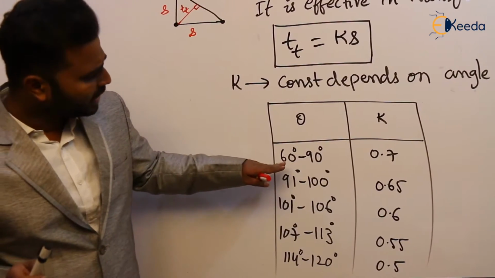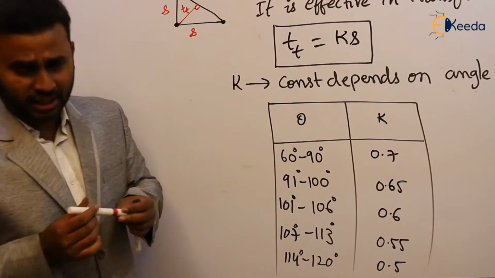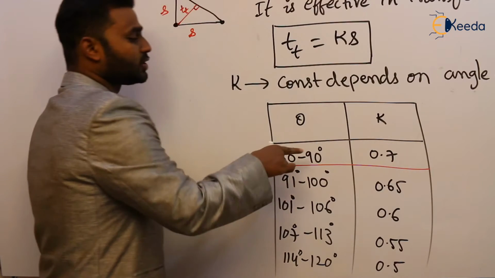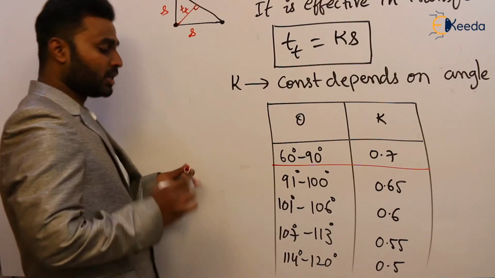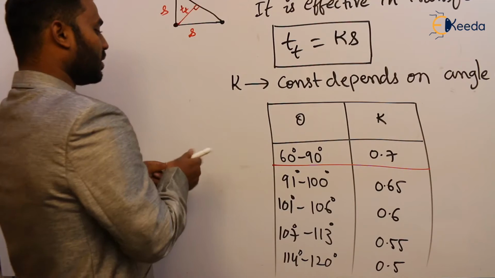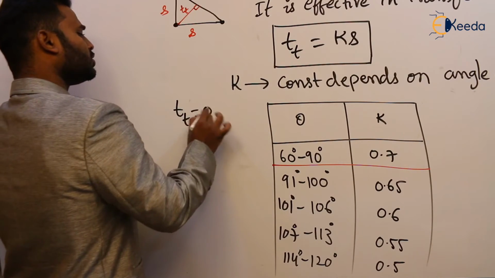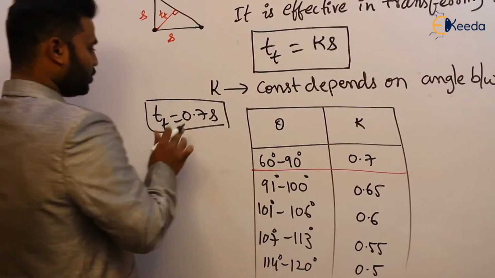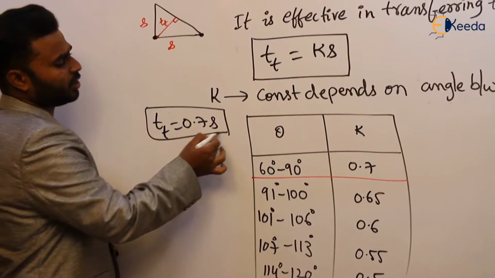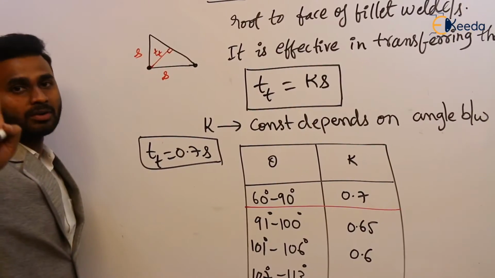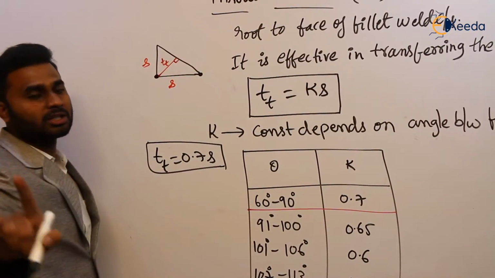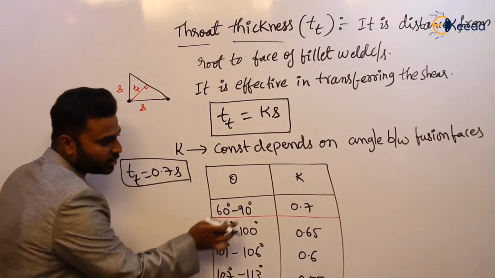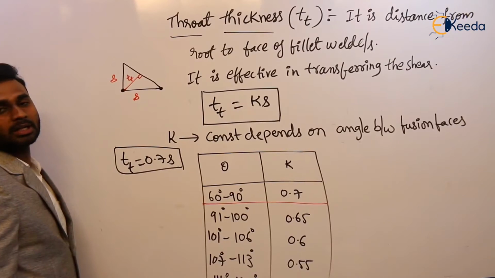Clear? Most of the time, if nothing is mentioned in the given question, you always consider the angle between fusion phases to be between 60 to 90 degrees. So the K value is 0.7, and we can take that formula, T is equal to 0.7 S. But that is not always the case. Usually, if nothing is mentioned in the question, then we proceed with it. But if the angle between the fusion phases is given, then we are not supposed to use this formula. We are supposed to use K according to this table. Clear? We are not supposed to use 0.7.